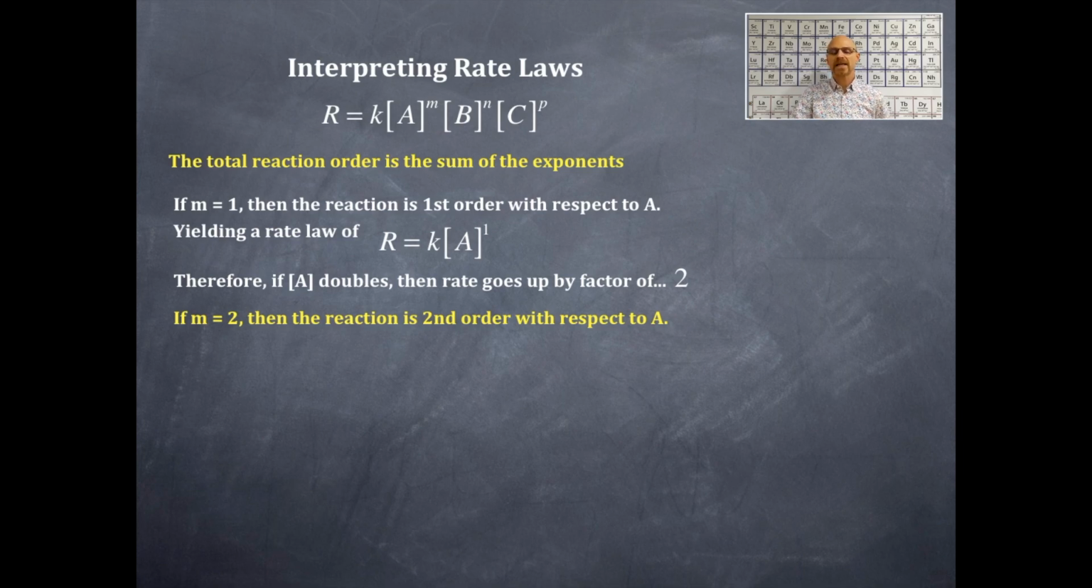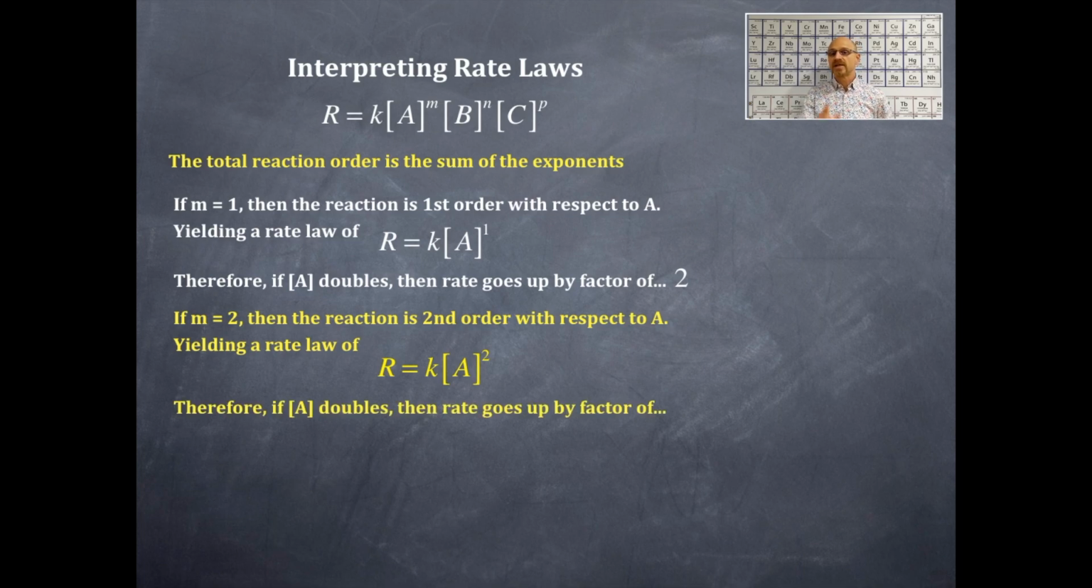If M is 2, then the reaction is second order with respect to A. Let's find out what that rate law is equal to. Here's that rate law: R is equal to K times the concentration of A to the power of 2, because it's second order. Here's the key part: if A doubles, then the rate goes up by a factor of 4. That's correct.